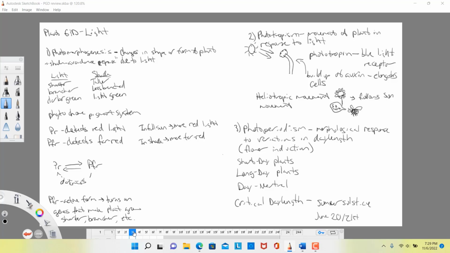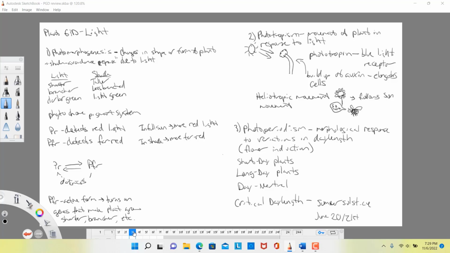And auxin is a plant hormone, and one of the things that it does is that it elongates cells. So on the shaded side of the plant, there's a buildup of this auxin, and it causes those cells to grow bigger. And as they grow bigger, it tilts the plant towards the direction of light, right? Most plants have this positive phototropic response, so they're going to bend towards the light. Some plant roots will have a negative phototropic response, where they'll bend away from light.